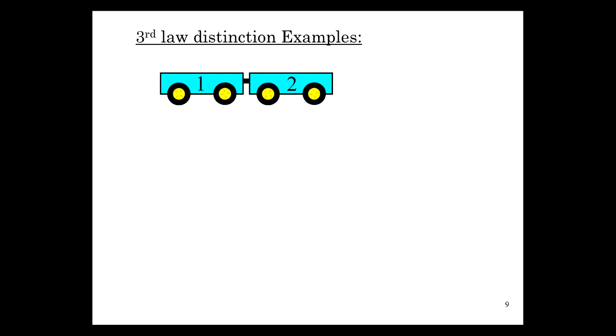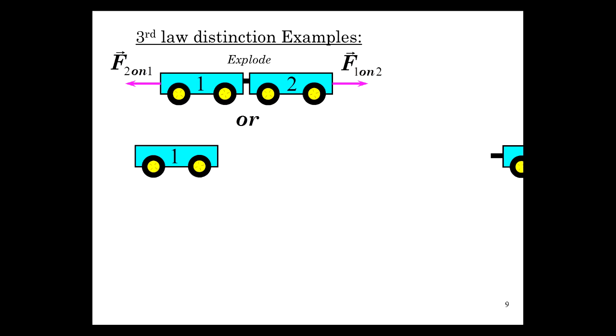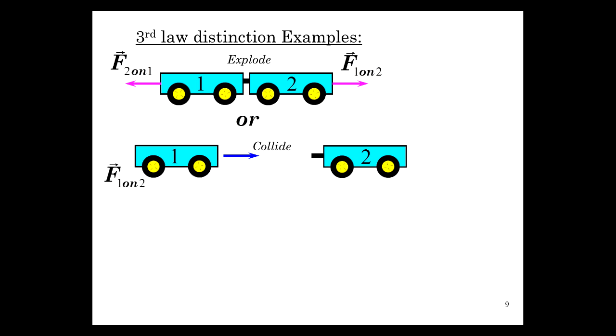Now, to distinguish this a little bit, here's cart 1, here's cart 2. Let's have them explode. When they explode, there is a force of cart 1 on cart 2. So that's coming out here. And then we have simultaneously force of cart 2 on cart number 1 pushing to the left. Or you could think of it this way. We could have a collision. Cart 1 colliding with cart 2. Here they come. And when they collide, we have force of 1 on 2 to the right.